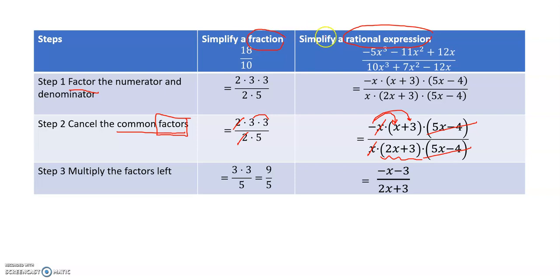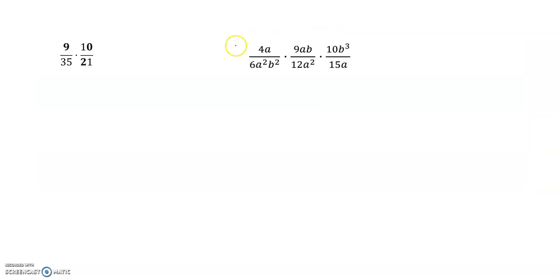So similarly, we can compare the process to multiplying 2 fractions. So this is the question we reviewed before. When we have 2 fractions, we can multiply straight across, 9 times 10 and 35 times 21. So in this case, we can do exactly the same thing. Because rational expressions are pretty much just like fractions, except we have variables in there. We can also follow the same rule, multiply straight across.